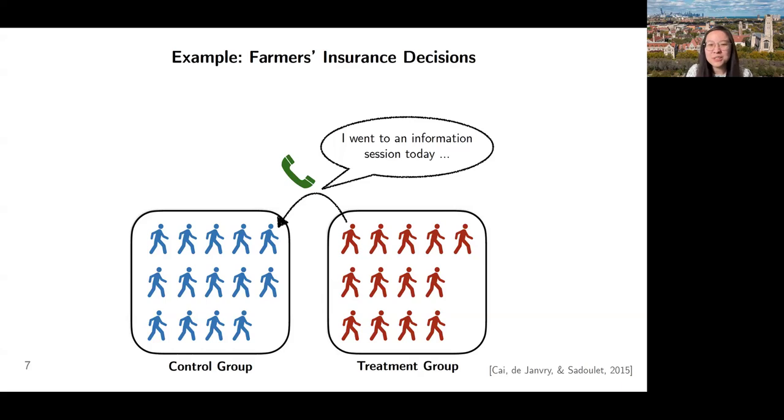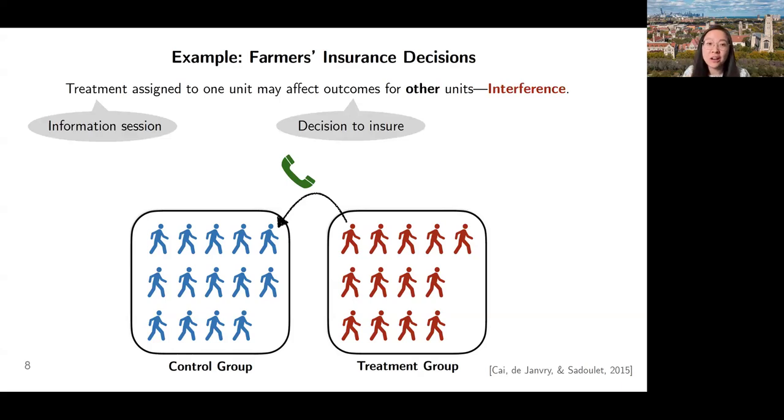So it's not clear anymore if we still do the standard causal inference method, this is still actually going to give us the thing that we want. So I'll make this slide a bit more precise on the next slide. But formally, we call this phenomenon interference. And interference is defined as this phenomenon of the treatment assigned to one unit may affect outcomes of other units.